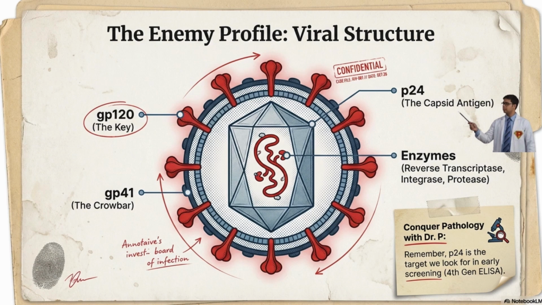P24. This is the core. We call this the capsid antigen. Remember P24. This is the target we look for in early screening with 4th generation ELISA. It's the fingerprint left at the scene.